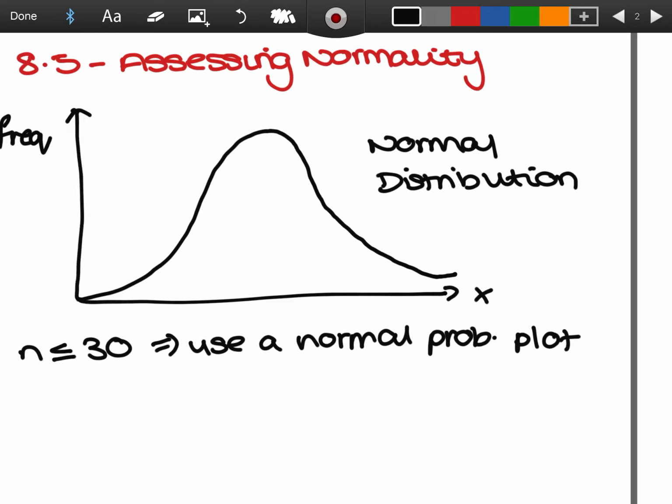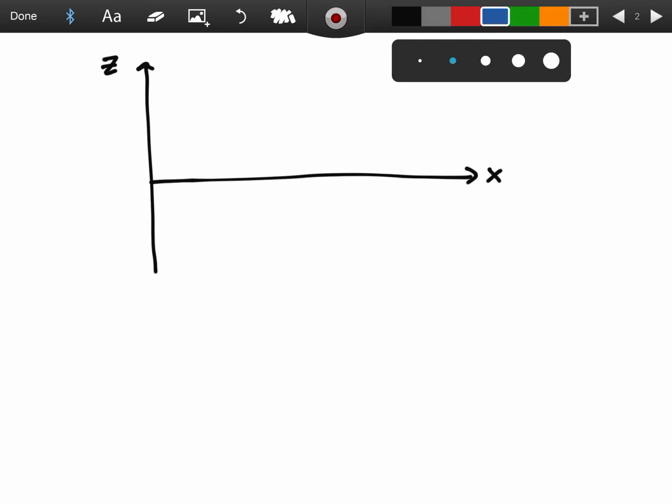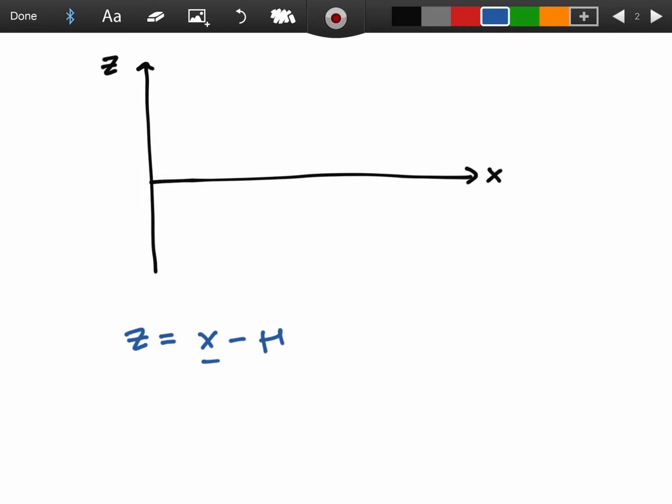Okay, so if you have at most 30 data points, because it's very difficult to see the shape of a curve come out when drawing a histogram with the frequencies of either the data points or the classes, what we tend to do is draw this normal probability plot. It looks slightly different to anything we've seen before, and it actually uses a formula that we did back in chapter 8.4.